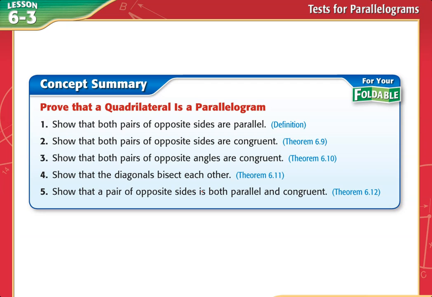Okay, here's a concept summary. Prove that a quadrilateral is a parallelogram. Well, we can do that by showing that both pairs of opposite sides are parallel. You might want to take a picture of this. This could be on your test.